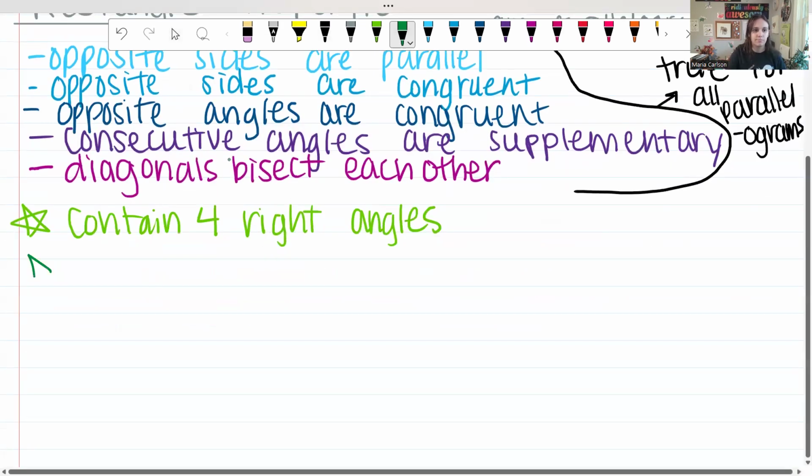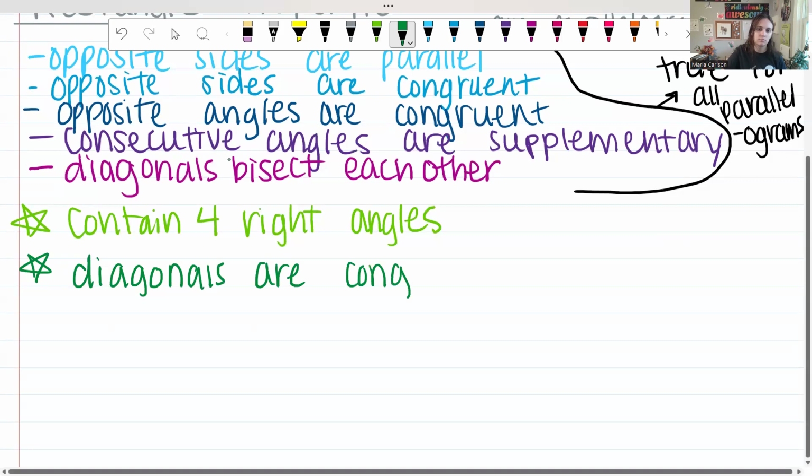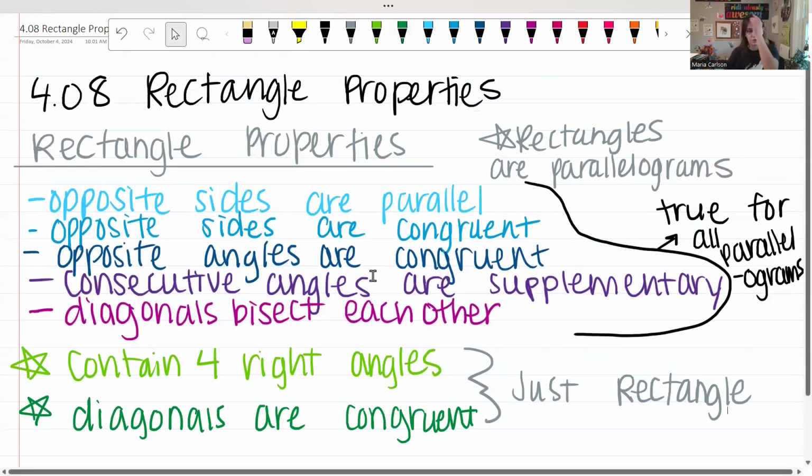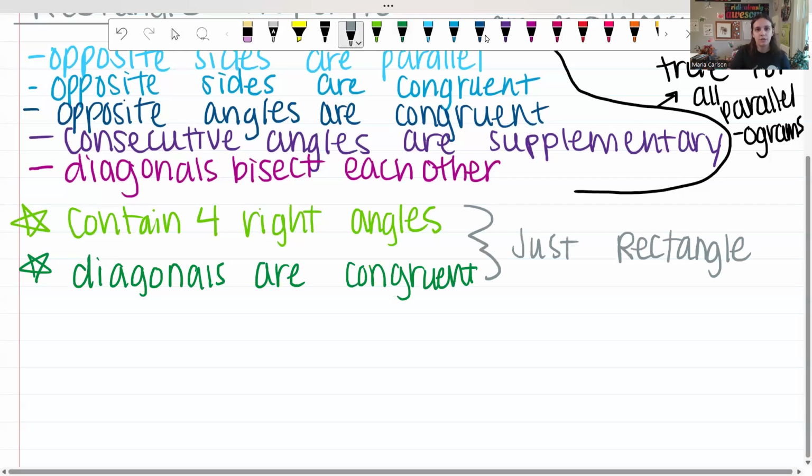And the diagonals, besides bisecting each other, are congruent. So these 2 properties here are true for just rectangles. So any shape that is a rectangle has these 2 green properties as well as the properties that are true for parallelograms. So let's draw a diagram here of a rectangle. Hopefully you know what a rectangle looks like in general.